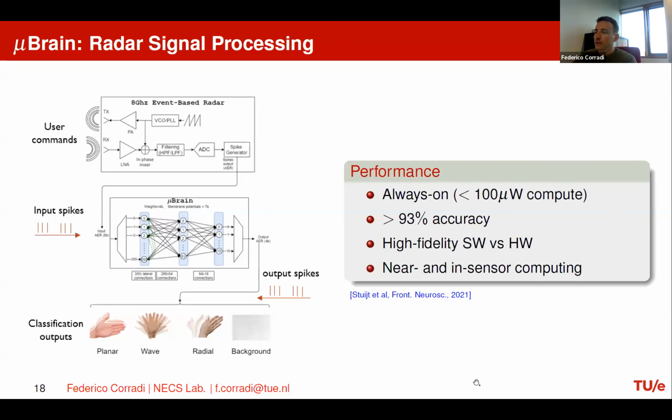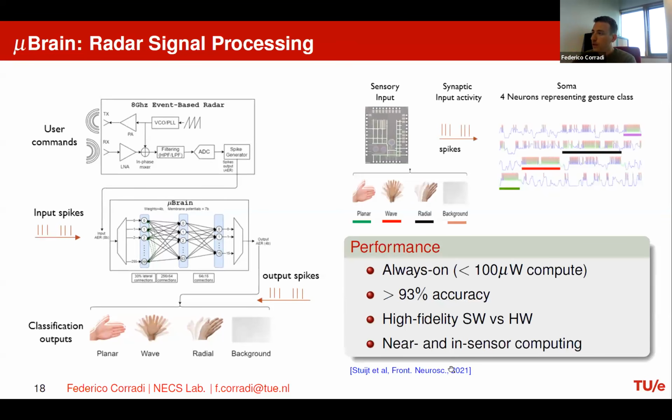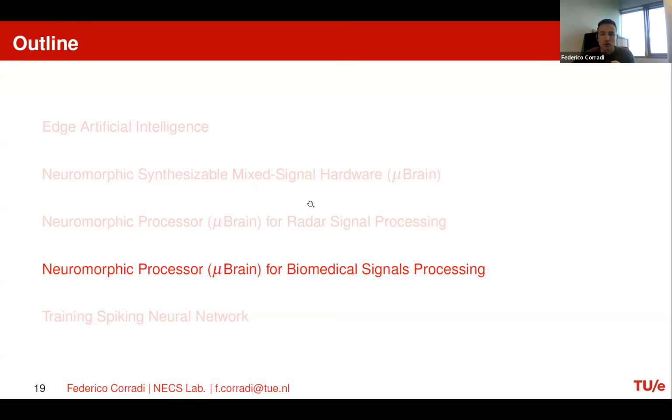And you can perform near-sensor and in-sensor computing. Here you see some of the measurements, of course. There are planar, wave, radial, and background gestures. And then you see 4 different output neurons from the microbrain that selectively respond to the 4 different gestures. This is the membrane potential of the neuron and the spikes, and you can see it there. Now, also answering the question from Liao: where does it make sense to do this, right? How does it compare with state-of-the-art edge devices, for example, for biomedical signal processing?